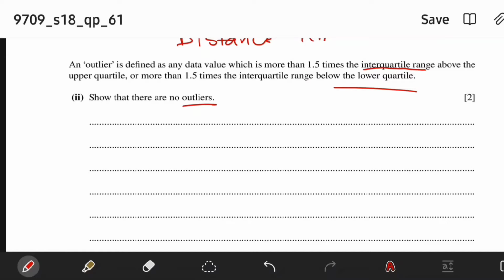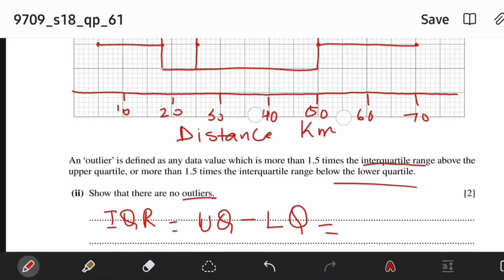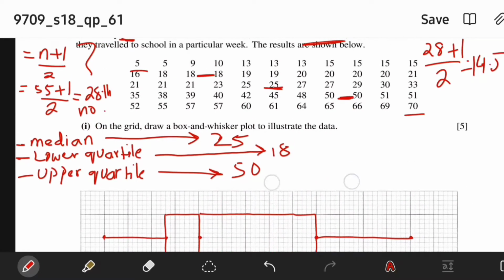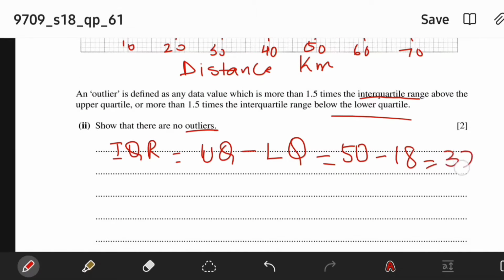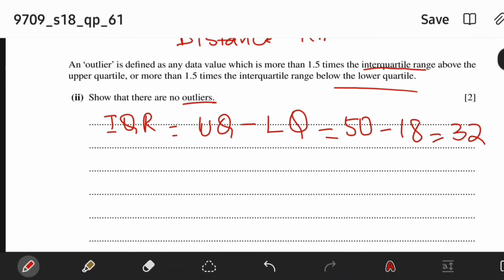So let's find out the interquartile range first, because that's the thing which we don't have right now. We have the upper quartile and lower quartile, but we don't have the interquartile range. You need to remember what an interquartile range is. It's simply the subtraction between the upper quartile and lower quartile. Since we have already found both, 50 and 18, we can easily find it. It's 32.